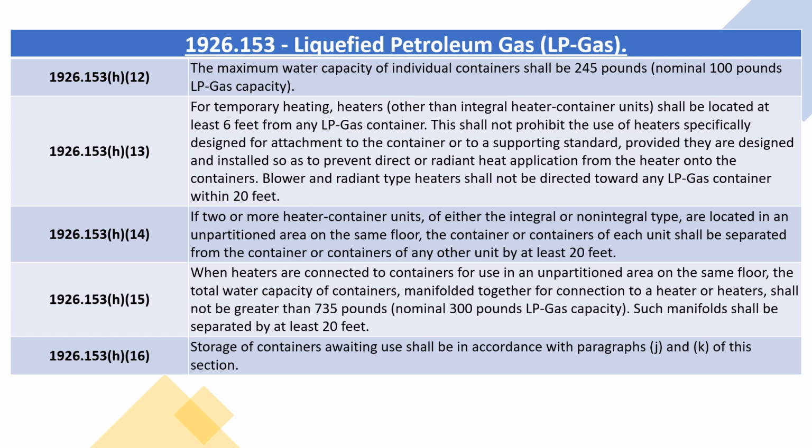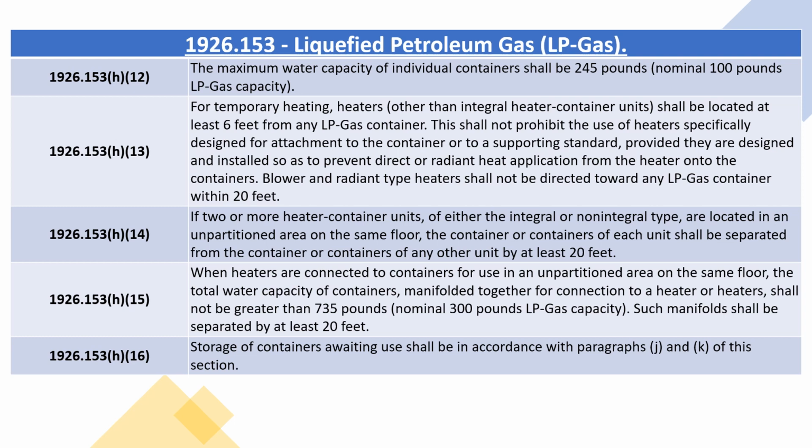1926.153(h)(14) If two or more heater container units, of either the integral or non-integral type, are located in an unpartitioned area on the same floor, the container or containers of each unit shall be separated from the container or containers of any other unit by at least 20 feet.